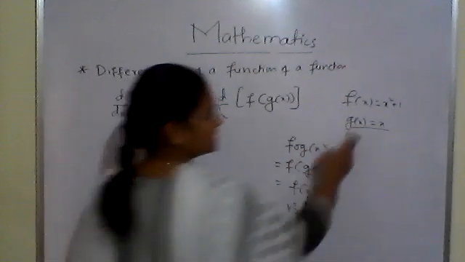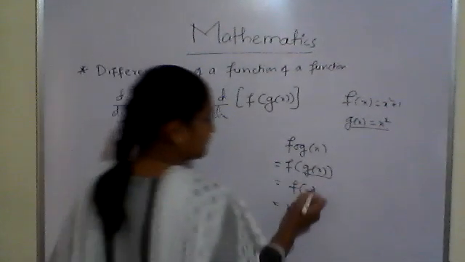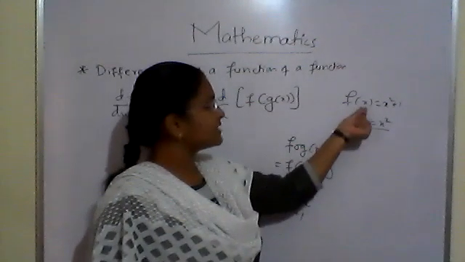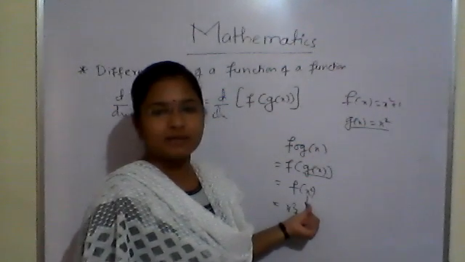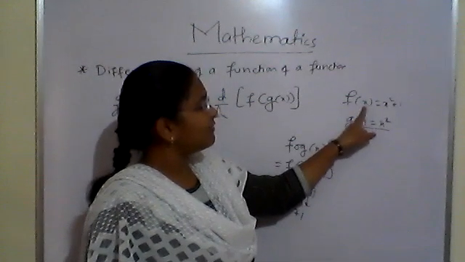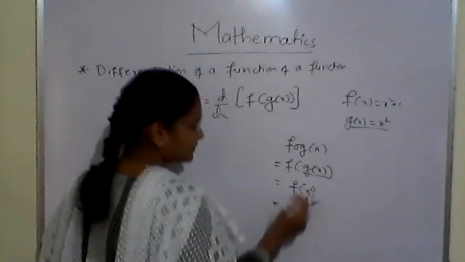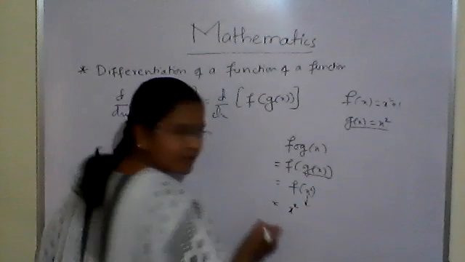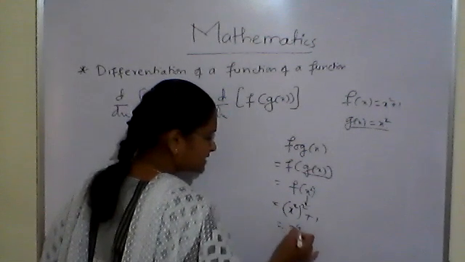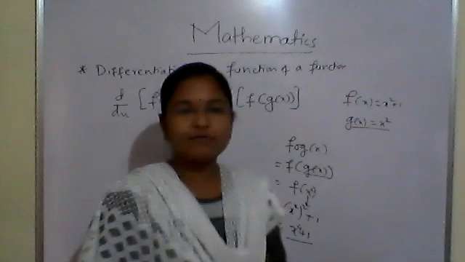If g of x is x square, then f of x square will be there. So whatever the variable for the function, now it will be replaced by x square. Get it? So now, variable square plus 1. Here the variable is x square, so now it's square plus 1. So what is the composition? x raised to 4 plus 1. Getting? So now for this we have to differentiate.